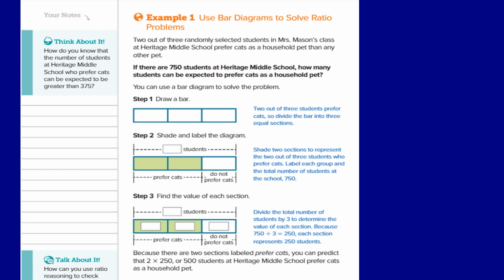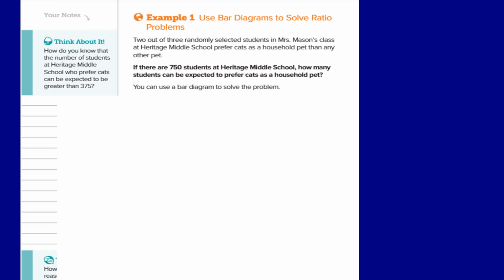All right, so here we have, it says 2 out of 3 randomly selected students in Mrs. Mason's class at Heritage Middle School prefer cats as a household pet than any other pet. If there are 750 students at Heritage Middle School, how many students can be expected to prefer cats as a household pet? And then they have all of these boxes and you have to do all that work, but I'm going to say, nope. I'd get some extra paper on the side. You can do post-it notes, whatever, but I want you to work it out in the two ways that we just did.